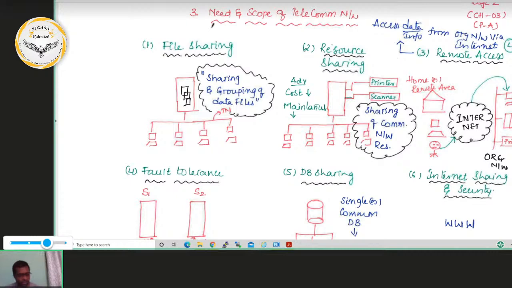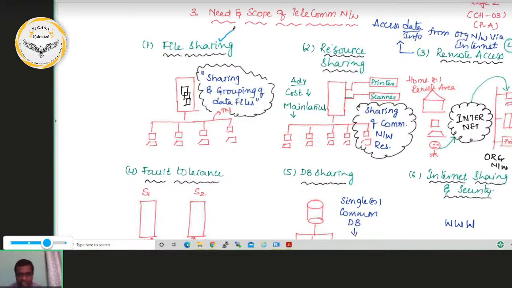This is one of the important concepts. What do you mean by need and scope of telecommunication network? It is nothing but the advantages of telecommunication network. Why do we require it? Basically for two reasons: for transmitting data from one point to another, and for sharing resources or information. We have a wide variety of uses or advantages, but in our study material they have restricted it to 6.